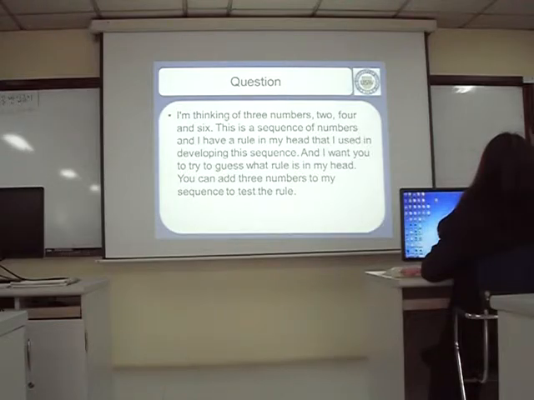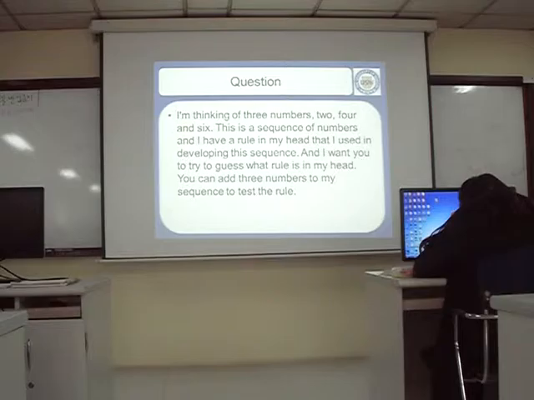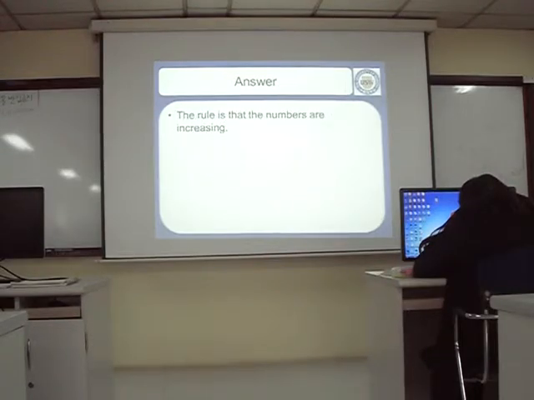12, 13, 48. No, that's not the numbers I chose. But can you figure out the rule? What do you think the rule is? Oh, I'm going to save you some trouble. The next three numbers is 7, 8, 9. So what's my rule? Simple one. Simpler than you think. The rule is the numbers are increasing.